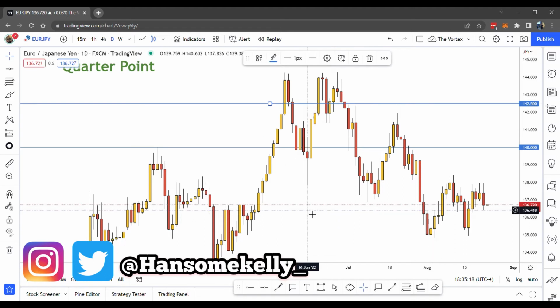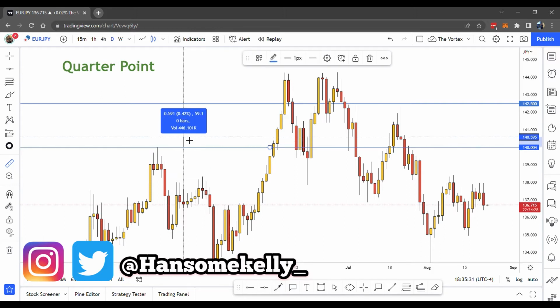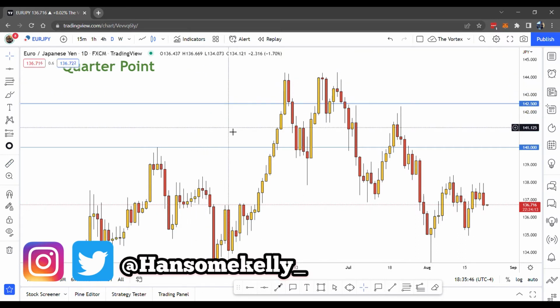Now, if you want to know if that's correct, what you can do is go to the range tool. You may not get exactly on it. As you guys can see, it says 140.004. You may not get exactly on it, but you get close to it. You click on that and you go all the way up to where the line is at. This one right here says 248.6. So I know for a fact, because I didn't start directly on 140, nor did I end directly on 142.5, that this right here shows that, yes, this is 250 pips.